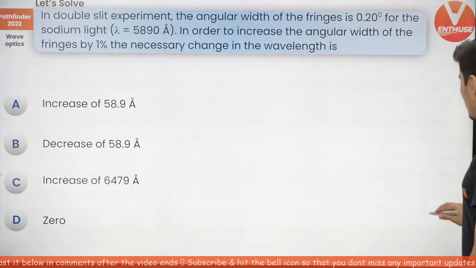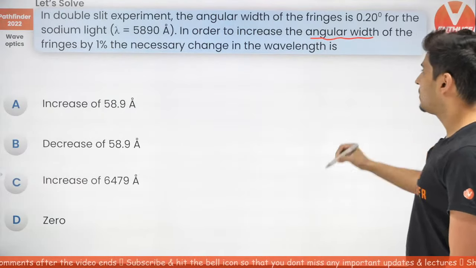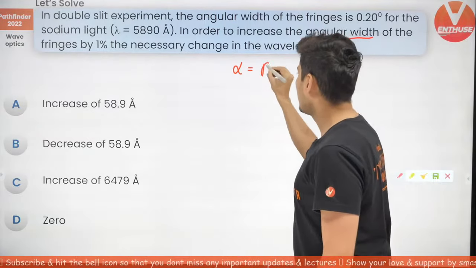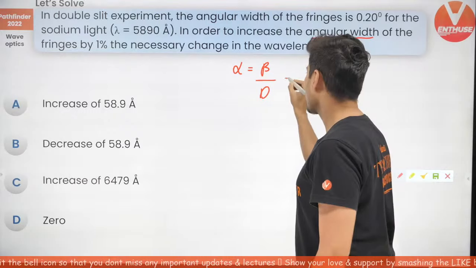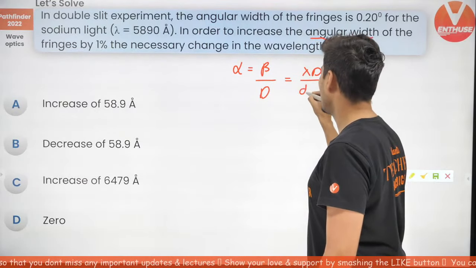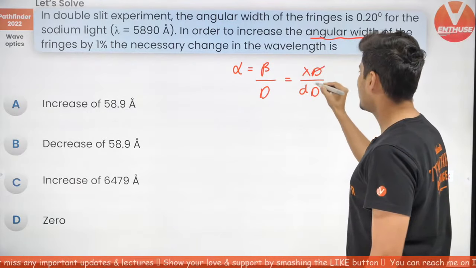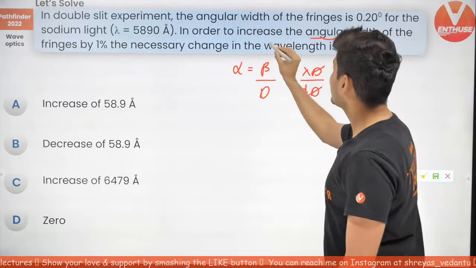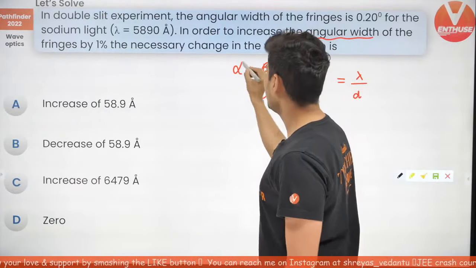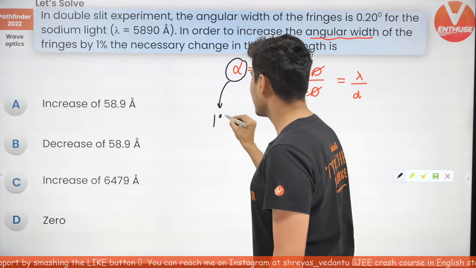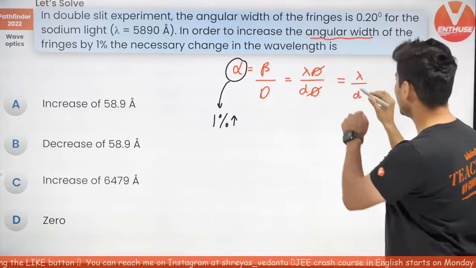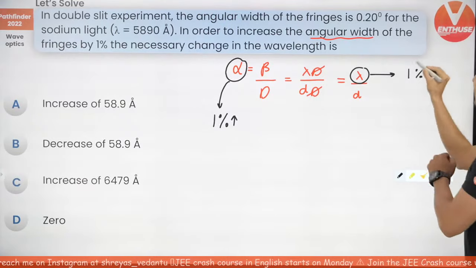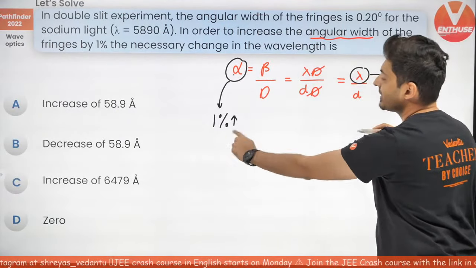How do you solve this problem? The question is on angular width, right? So angular width is nothing but, as I just told you, beta divided by D, and beta was lambda capital D by small d, and this D comes from here. This D and this D cancel, so it will just become lambda by d. Now, if the question says you want to increase the angular width by 1%, then the numerator should also increase by 1%. So if this increases by 1%, then this also increases by 1%.